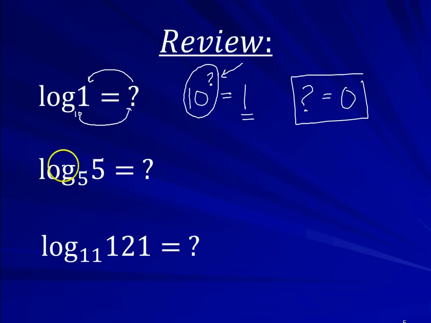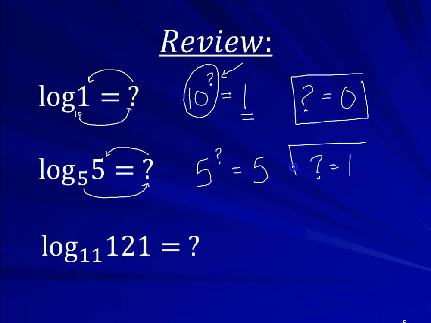Now, we learned a special pattern with this one, okay? But let's go ahead and do our circle first and then go back to that pattern. 5 to what power would equal 5? Well, that one's pretty easy. That would have to be 5 to the first power, right? So that would have to be a 1. But remember, reference that pattern we talked about.